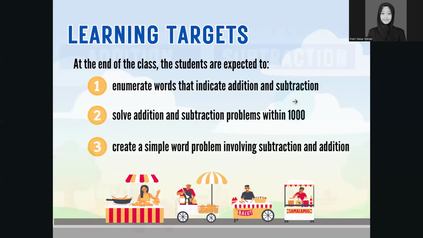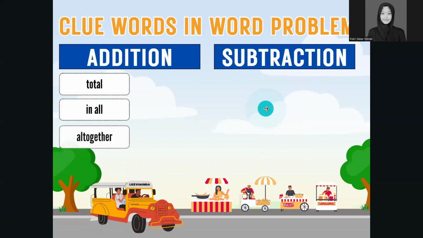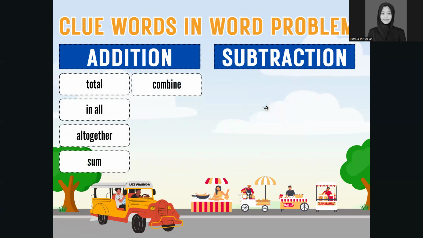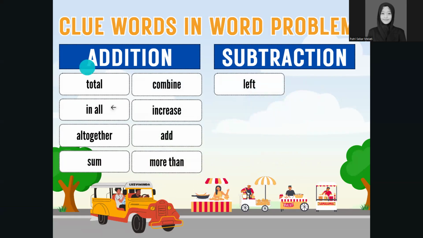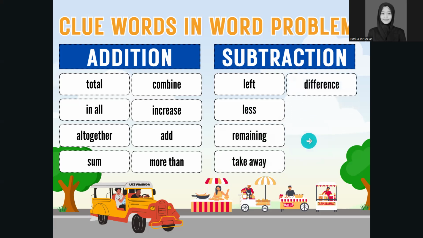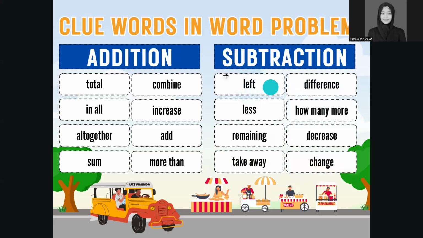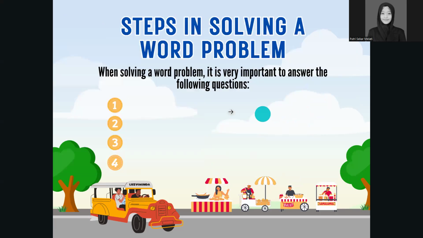Next, these are the clue words. If you find total, in all, altogether, sum, combine, increase, add, more than, you have to add. But if you find left, less, remaining, take away, difference, how many more, decrease, and also change, you have to subtract.